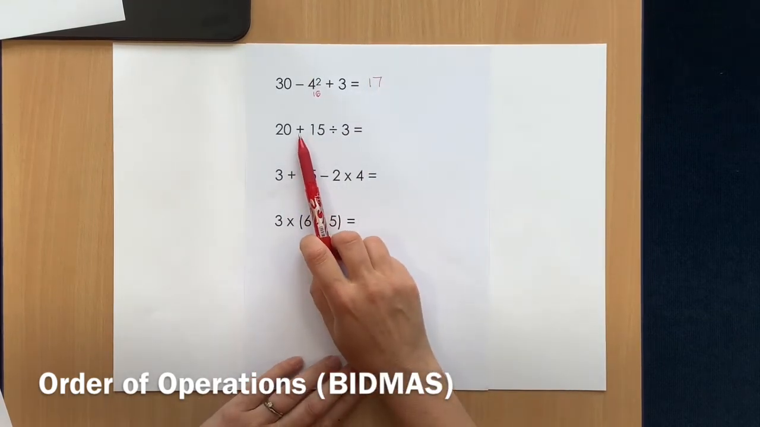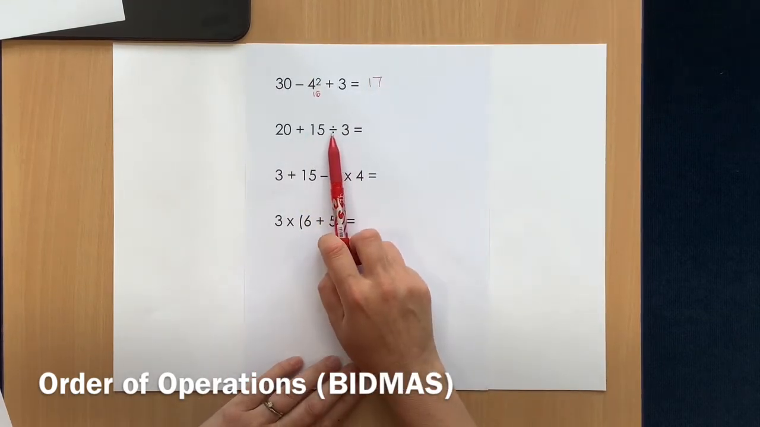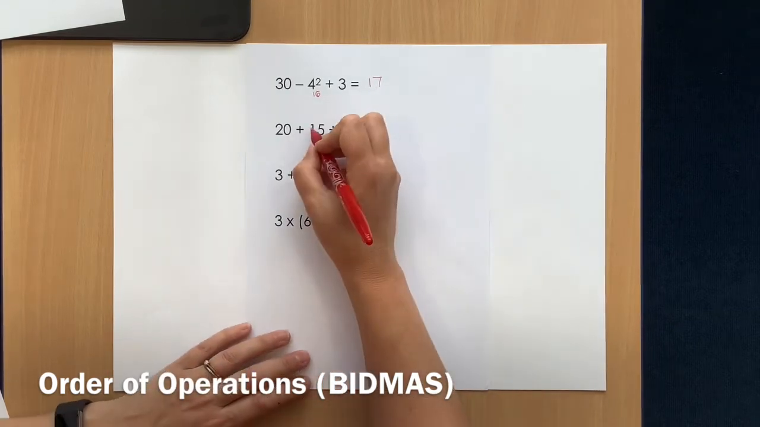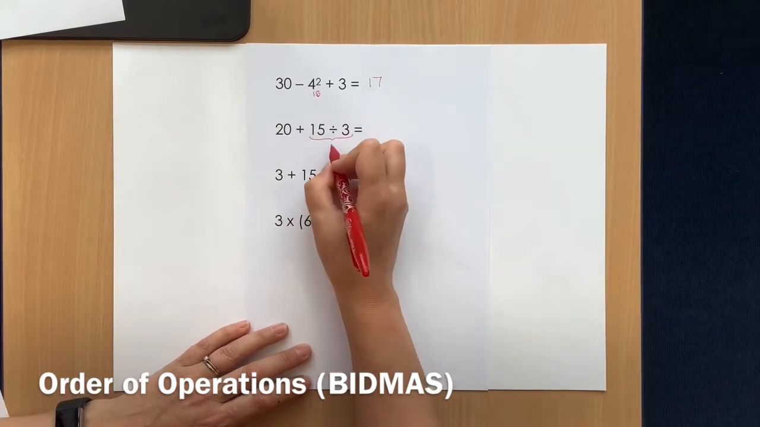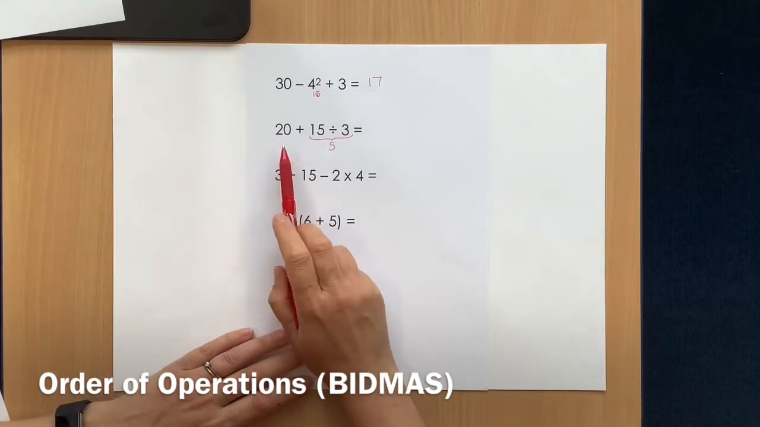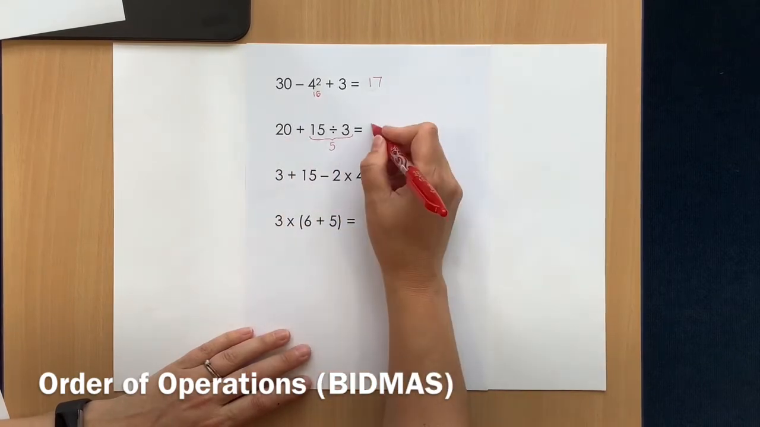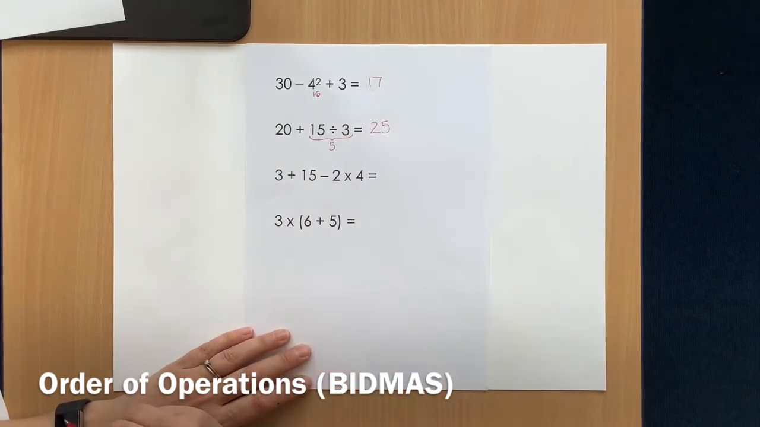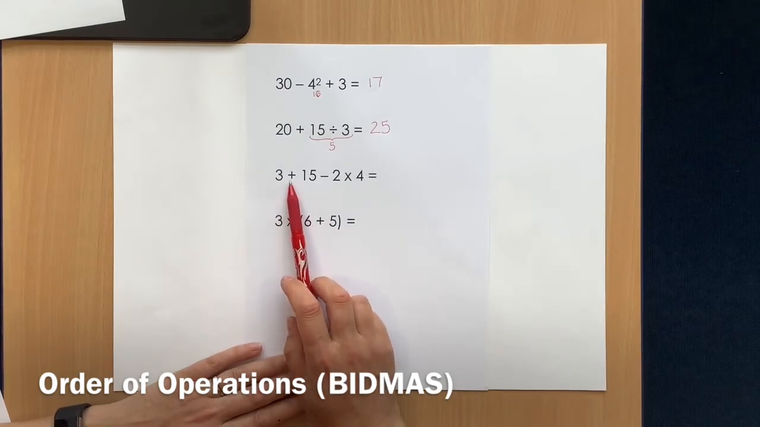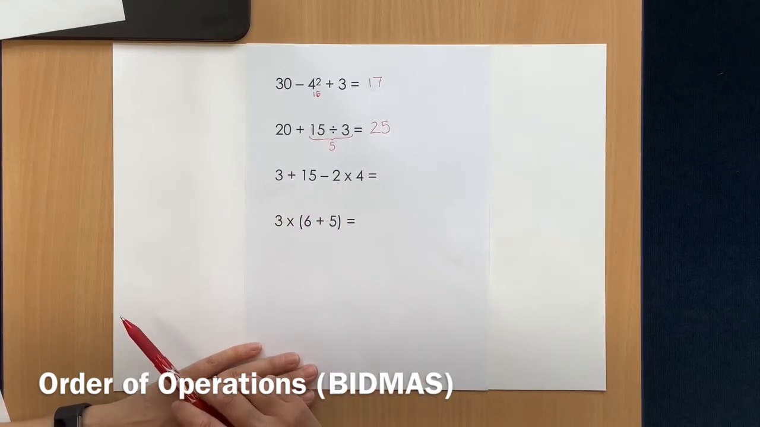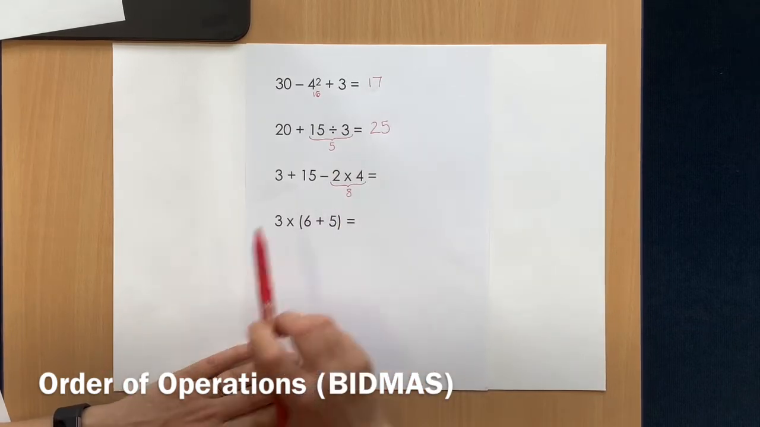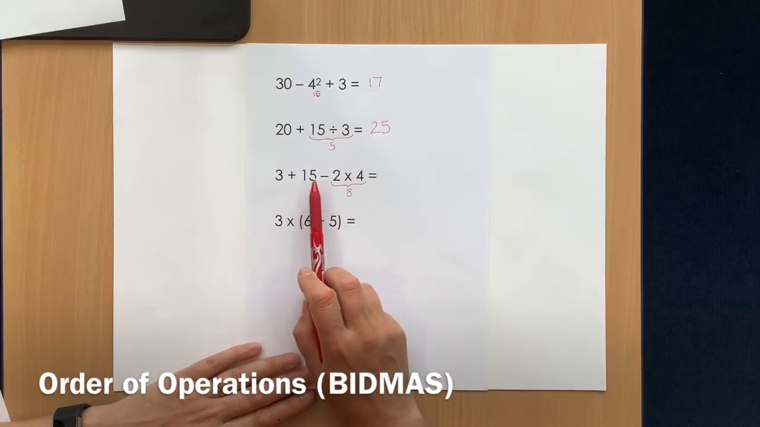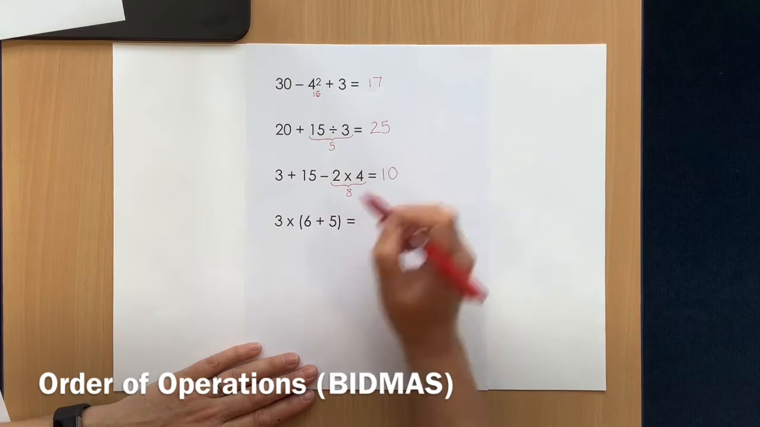Okay, this time we've got an add and a divide. Now we always do multiplication and division first, so we do this bit first. So again, I'm going to do that, 15 divided by 3, and write it underneath. So now we've got 20 add 5, which is 25. Okay, this time we've got an add and a subtract and a multiply. So we do the multiplication first, and then we work from left to right. 3 add 15 is 18, take away 8 is 10.